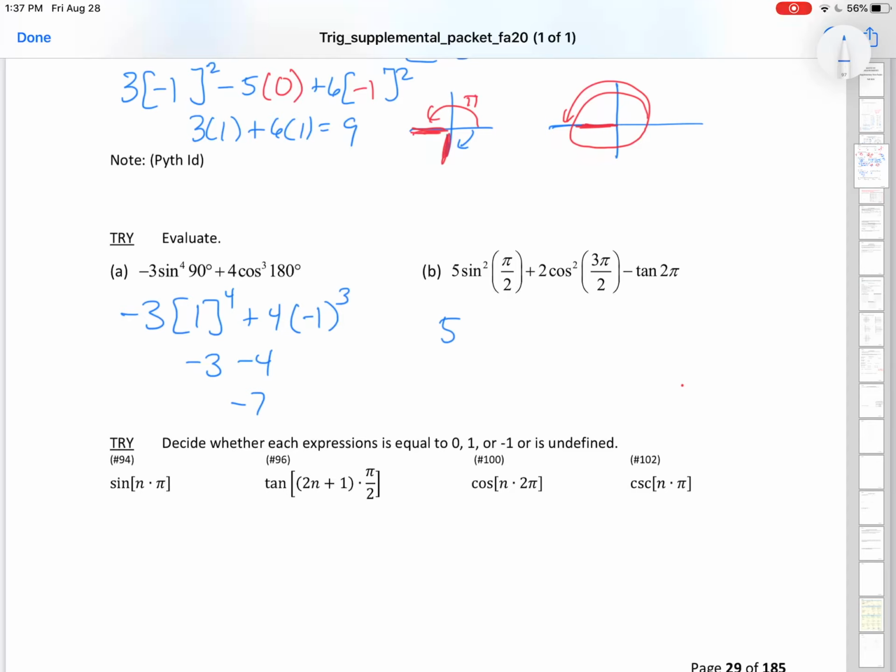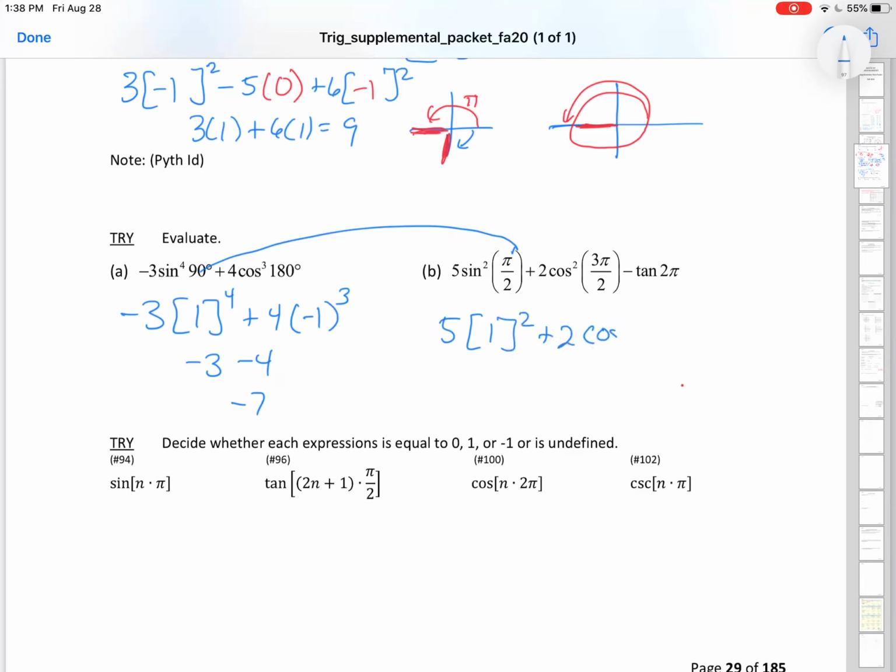And notice we're mixing in the radians with the degrees just to keep you on your toes, right? Just to utilize that 3.1 nature. So there's no difference between 90 degrees and pi over 2, so that's going to be a 1 as well.